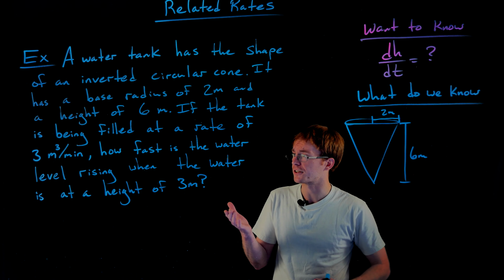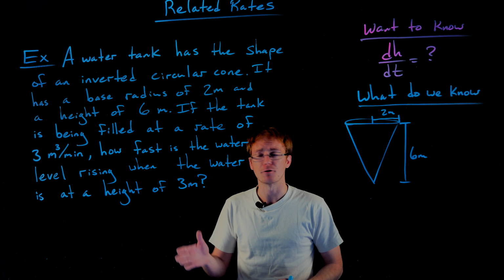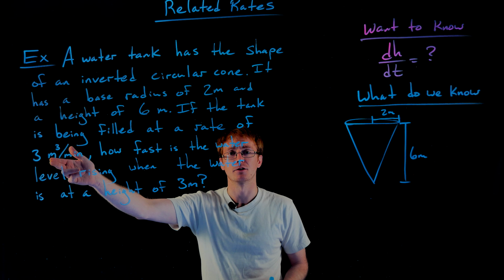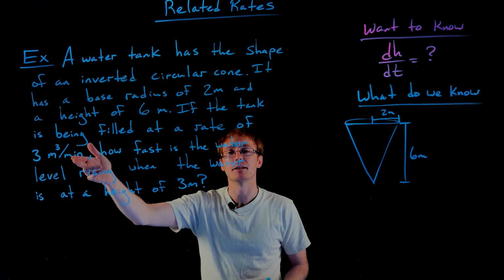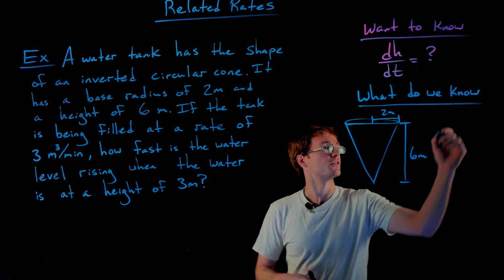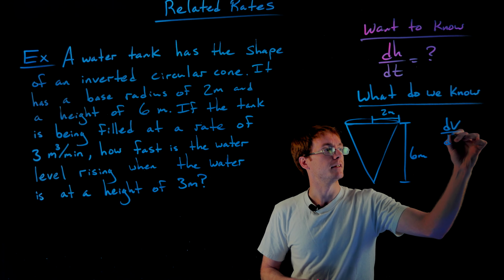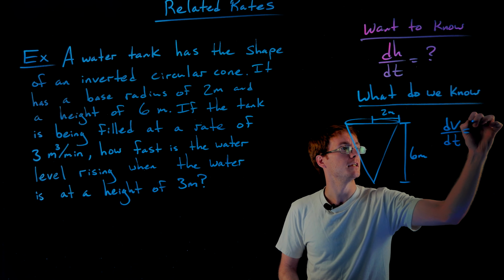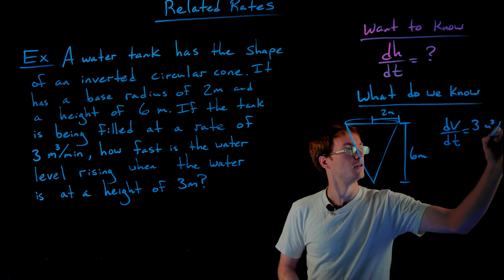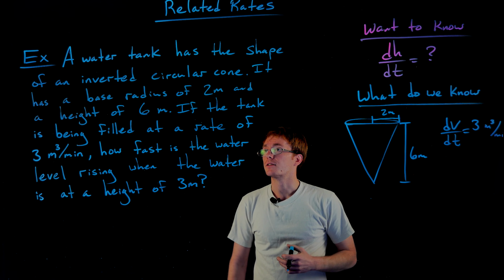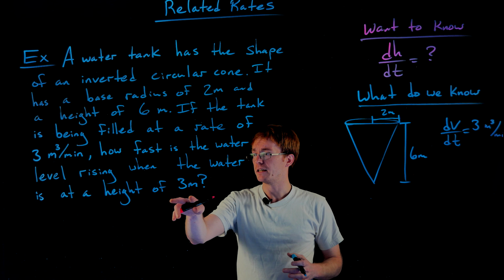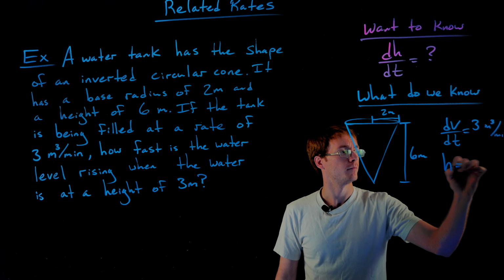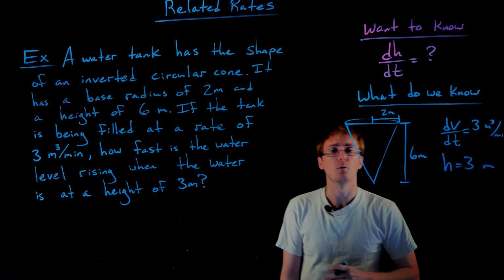So what kind of quantity is that describing? The units can usually give it away if the rest of it does not. If we look at those units for this rate, we have cubic meters in the numerator, that's volume, and then we have minutes in the denominator, that is time. So that rate must be describing dV/dt, the rate of change of volume with respect to time. We know that that is 3 cubic meters per minute. We're also told that at our moment of interest, the water level is at a height of 3 meters. So we also know H will be equal to 3.